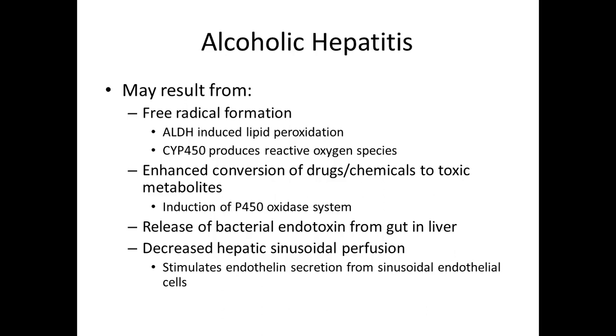Alcoholic hepatitis, or inflammation, may result from free radical formation due to lipid peroxidation caused by alcohol dehydrogenase. Similarly, the cytochrome P450 enzyme system is activated, and it results in the formation of increased reactive oxygen species. So free radicals are formed, and they are associated with causing injury to the hepatocyte and eliciting an inflammatory response. Repeated bouts or repeated attacks would definitely be associated with chronic inflammation.